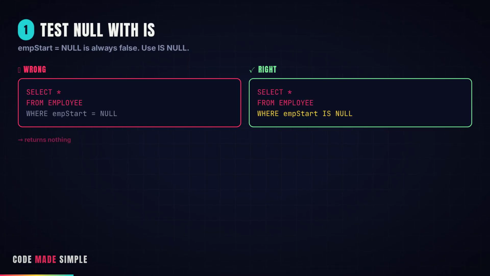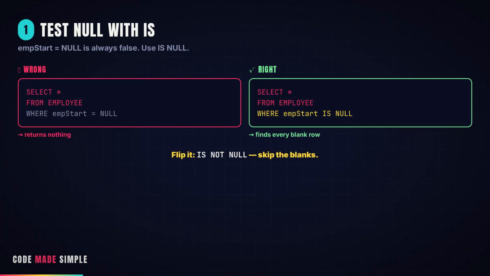Rule 1: you never test null with equals. EmpStart equals null? That returns nothing, even when the field is null. Use IS NULL to find them, IS NOT NULL to skip them, every time.